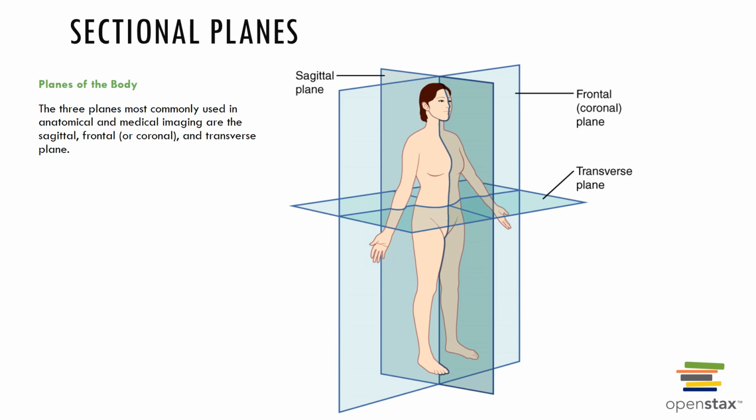Frontal or coronal, any plane dividing the body into an anterior and posterior portion. And a transverse or horizontal is a plane dividing the body into superior and inferior portions. Not shown here is an oblique, which is a cut that's made diagonally between a horizontal and a vertical plane.